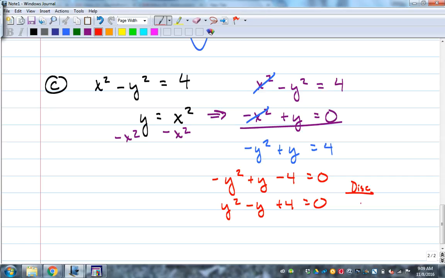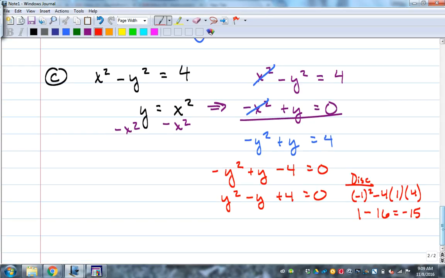So negative b, or b squared, so negative 1 squared minus 4 times 1 times 4. So I end up with 1 minus 16, which is negative 15. What kind of answers does that have? If the discriminant is a negative number in quadratic formula, that means the answers are real or complex? Complex. That means there's going to be an i involved. So what that tells us is there are no real solutions to that. Okay?